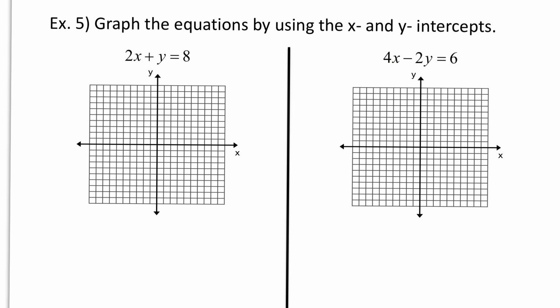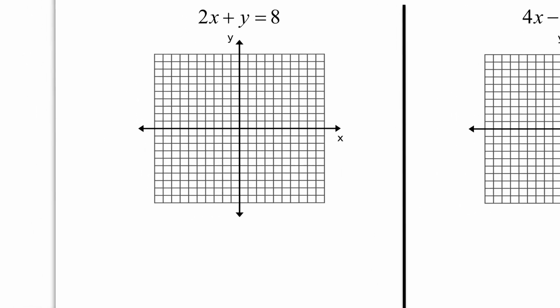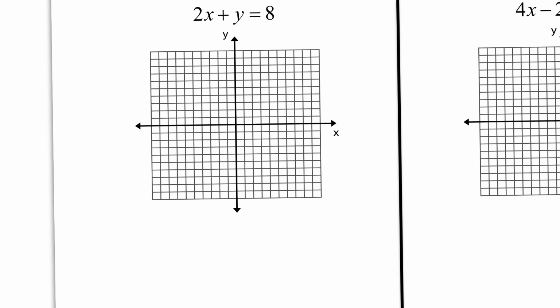So when you want to graph, let me zoom into the first one here. First, let's find the x-intercept. I'm going to put x-int here. So that's the first thing. Now to find the x-intercept, you are going to let y equal 0. What that means is you substitute a 0 into the y, and you solve for x.